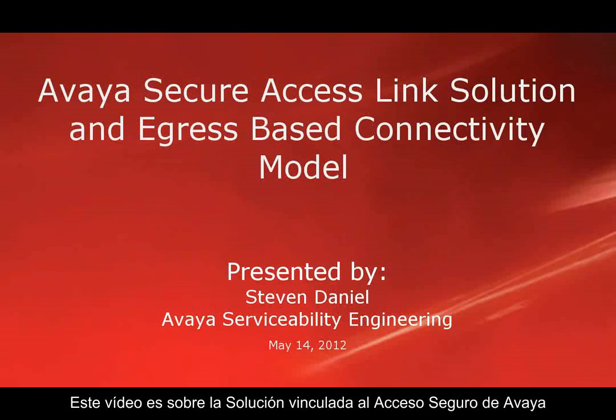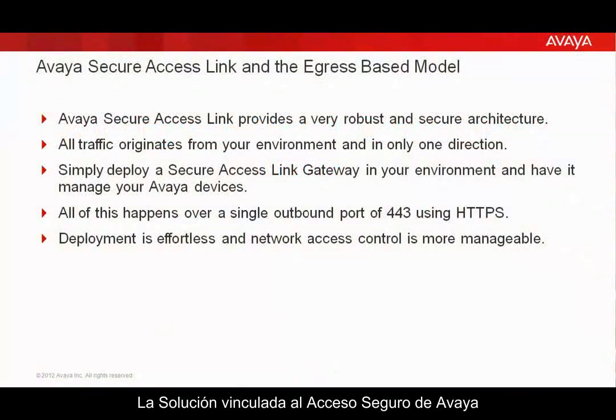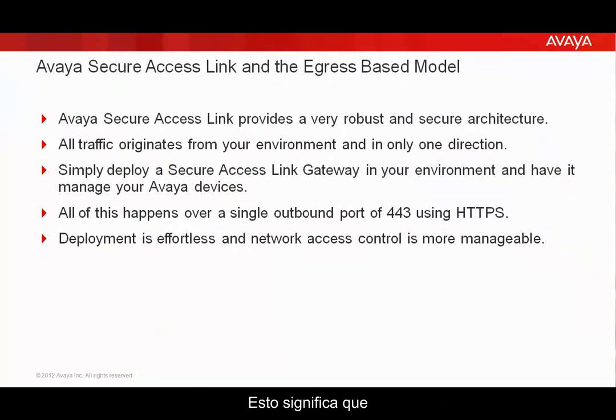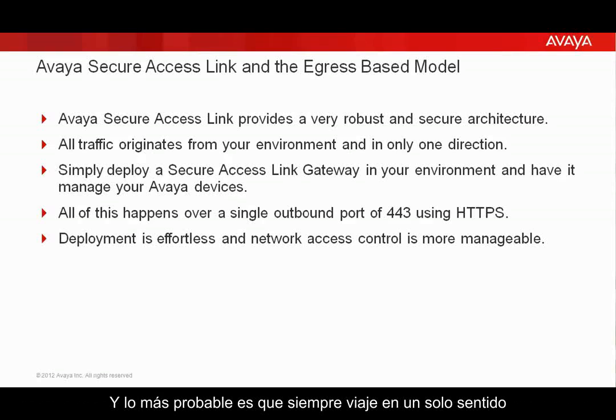This video is about the Avaya Secure Access Link solution and egress-based connectivity model. The Avaya Secure Access Link solution provides a very robust and secure remote access and alarming architecture, all of which is based on an egress-only connectivity model and all of which operates entirely over the internet. But what does this mean? Well, in simple terms, it means that all traffic to and from your Avaya devices always originates from your environment and, more importantly, always travels in one direction, outbound, hence the name egress.